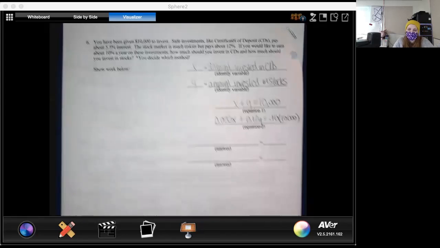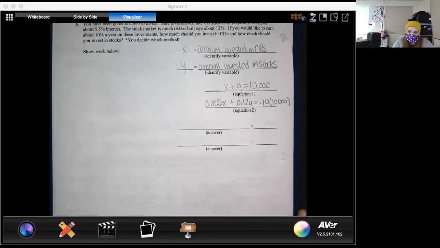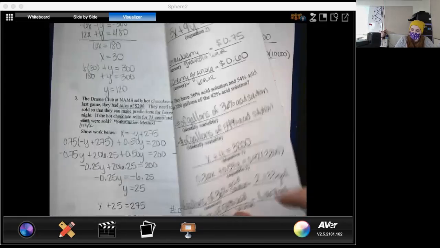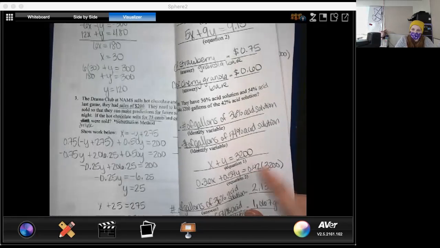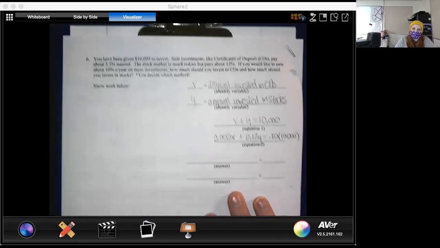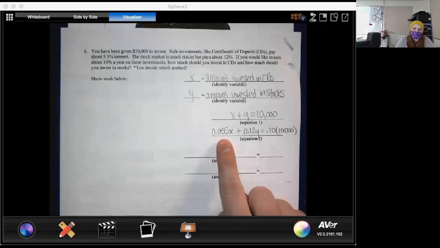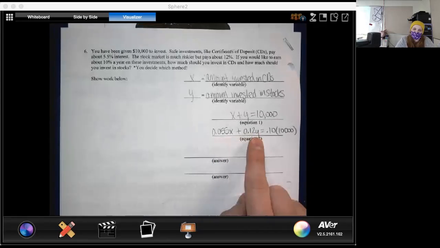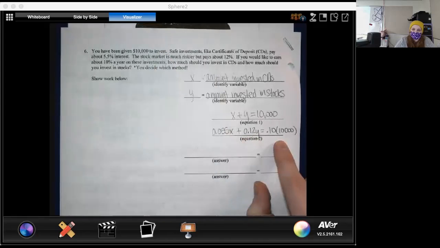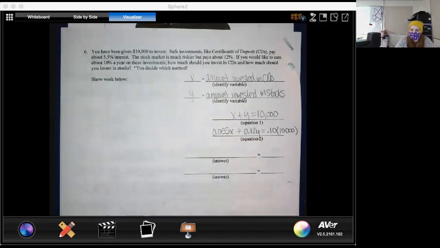Okay, so again, we have to be careful about those percentages. Similar to number 5, we have to change our percentages into decimals. And when we're talking about percent of a total, we have to multiply that percent by the total. So when we change 5.5% into a decimal, that would be 0.055. When we change 12% into a decimal, that'd be 0.12. And then if we're doing 10% of 10,000, that would be 0.10 times 10,000.